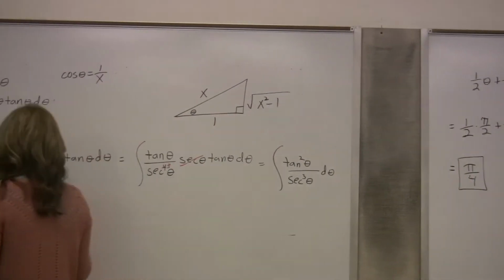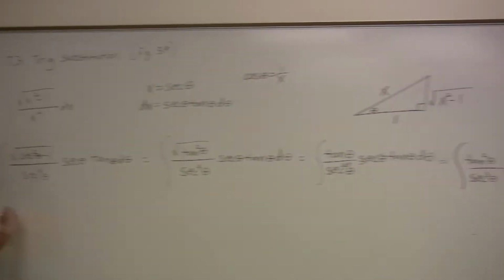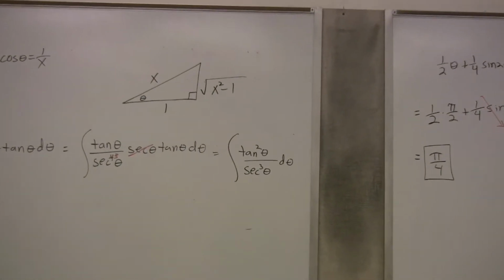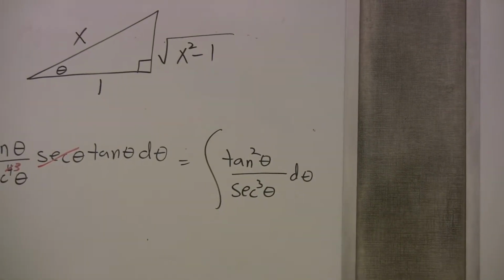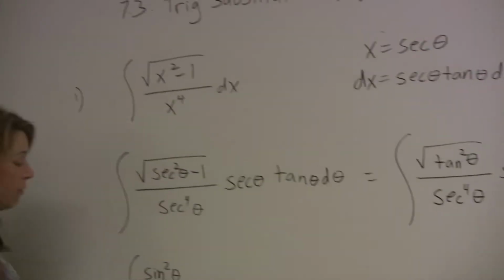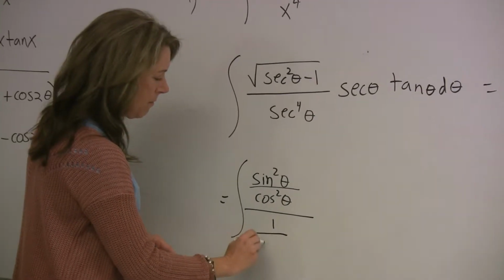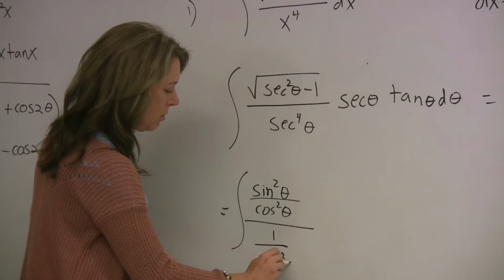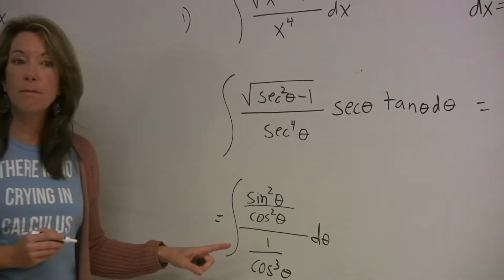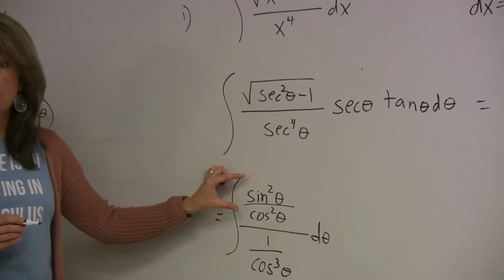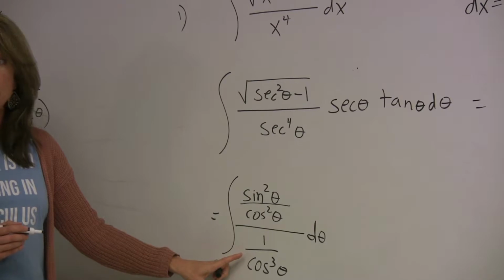I'm going to bring it down to this next line over here. That is sine squared over cosine squared. That's my tangent squared, right? Over the secant cubed. Yeah, 1 over cosine cubed. The messy fractions inside of a fraction. Here's tangent squared on top, secant cubed on the bottom.